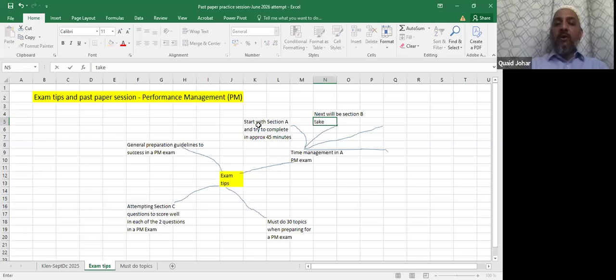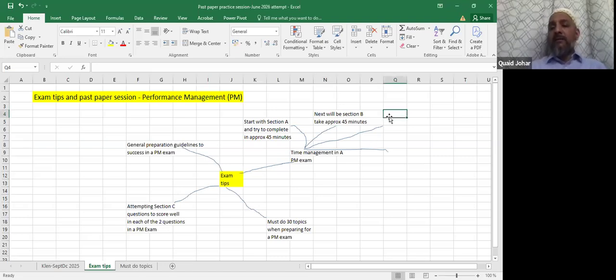Take approximately 45 minutes over here as well, right? And then 1.5 hours of your exam session would have been gone. Probably 5 or 10 more minutes of your exam would have been gone, right? So now you are in the second half of your exam, the later 1.5 hours of your exam. And in that portion, you will be solving section C.